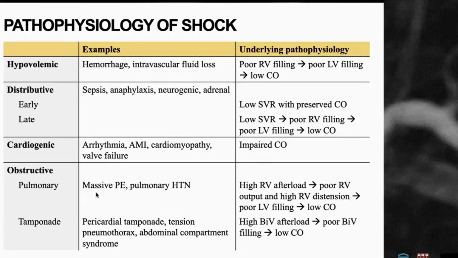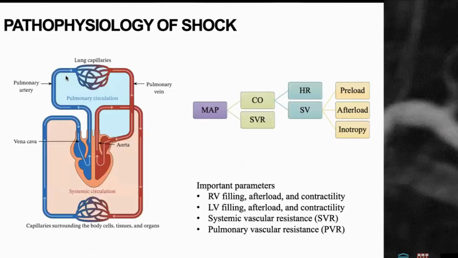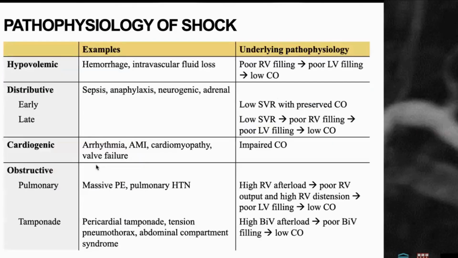With your pulmonary category, you have things like massive pulmonary embolism or pulmonary hypertension. What those things can do is essentially cause a high RV afterload. If you go back to this picture, a big pulmonary embolism is going to block all the circulation, which causes high RV afterload. The RV has to pump against a lot of pressure. What that ends up doing is causing poor RV output and high RV distension. All right. So your RV is going to get blown up because it just can't generate the pressure that it needs to overcome this obstruction. And so it blows up, it dilates.